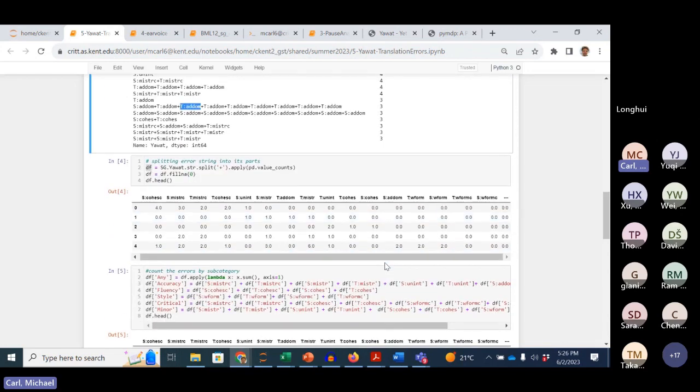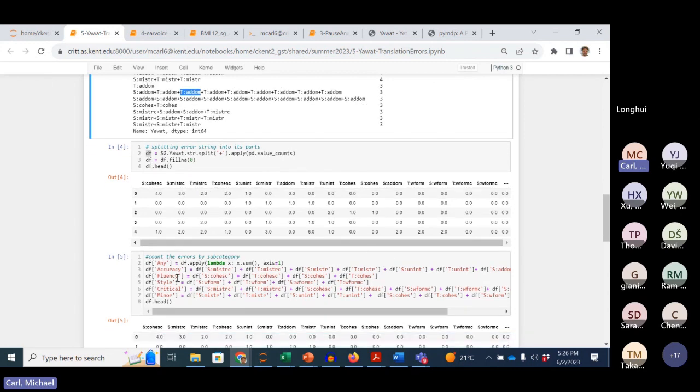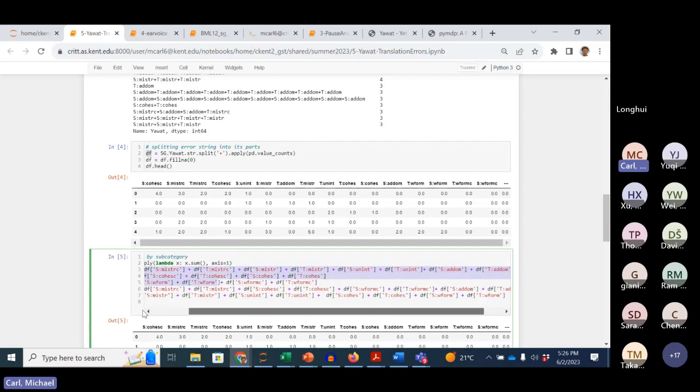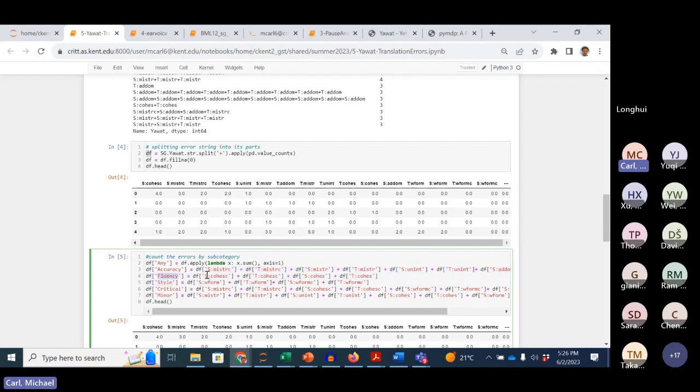And then what Longhui was talking about: any error, accuracy, fluency, critical error. Here, any error is just the sum of all these errors, right? So all the errors in this segment would be any error. The accuracy errors are specified here. So these are the different types of accuracy errors on the source and the target side. The fluency errors are those kinds of errors, the style errors, those kinds of errors, critical, minor.